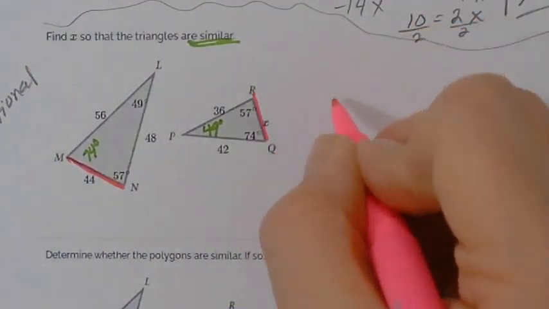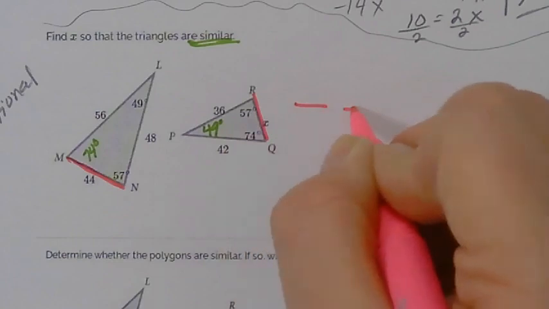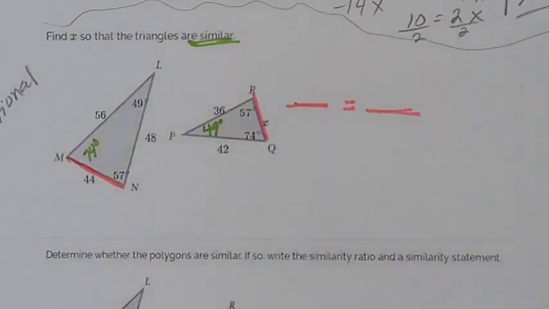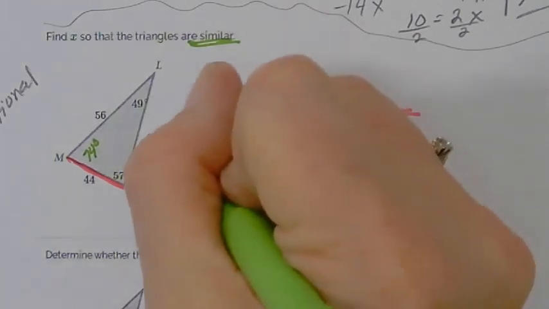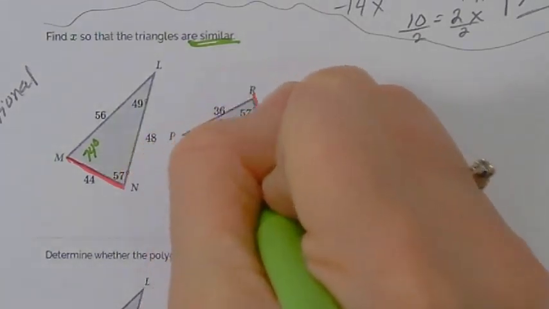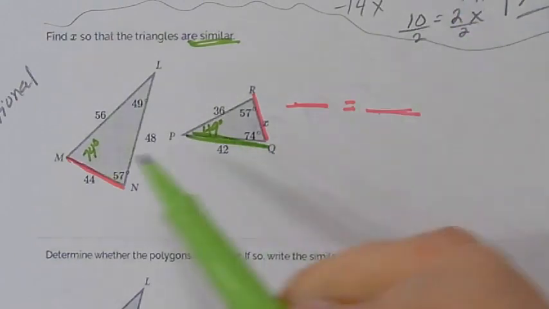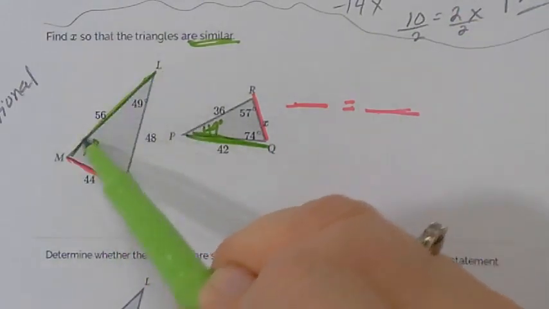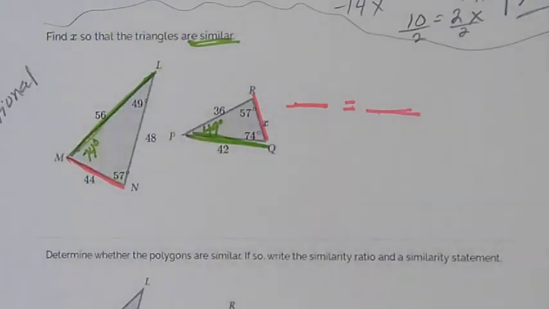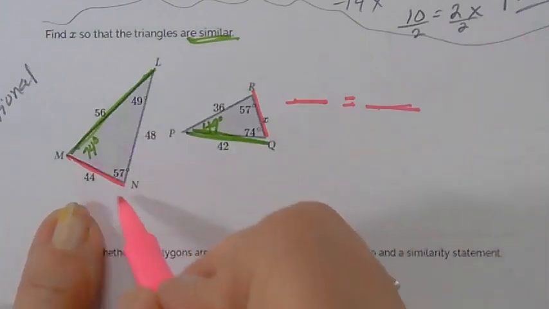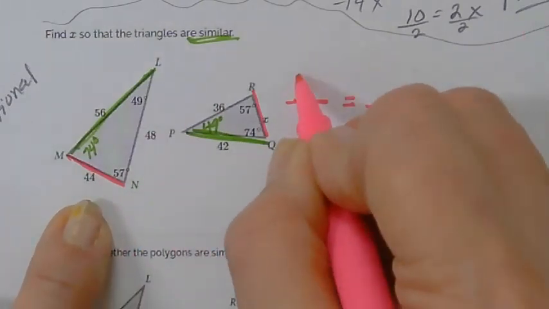So I'm going to do the pink first in the numerator. And then it really doesn't matter which side we go to next. Let's do this one, between the 74 and the 49. So I'm going to do that one second. So I'm going to do the pink side. I'm just going to put this one over here first.